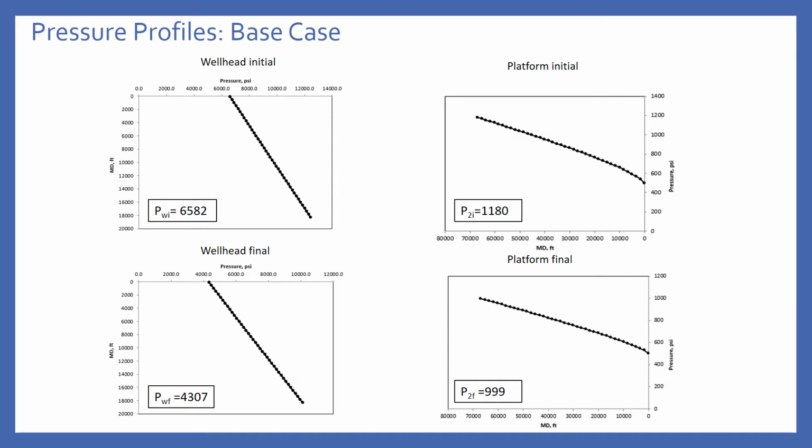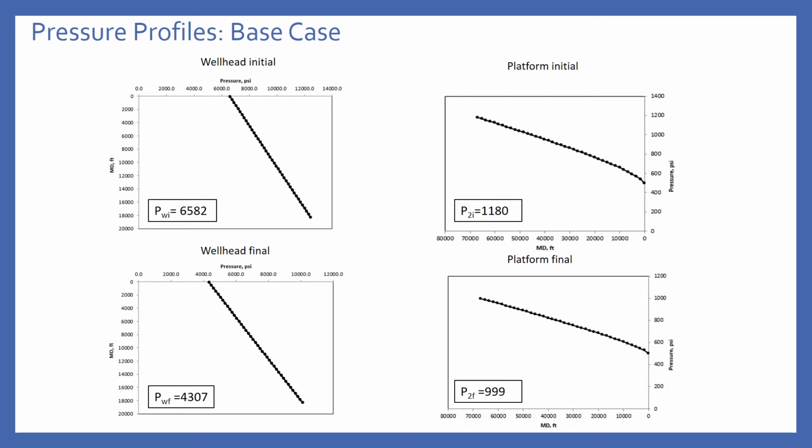The following are pressure profiles for the base case from the bottom of the tubing to the wellhead, denoted by wellhead, and also from the wellhead to the separator on the platform 12 miles away, denoted by platform. The top two pictures are for the beginning of production, and the bottom two are for the end of production at 4.5 years. P2 denotes the pressure on the downstream side of the choke, and PW denotes the pressure at the wellhead.